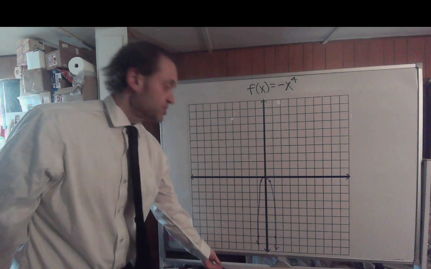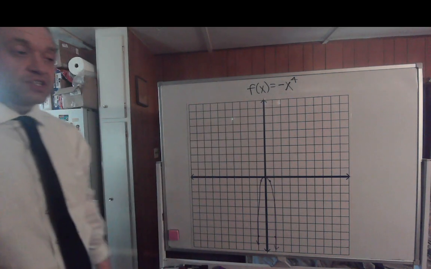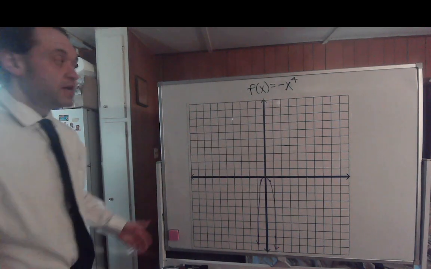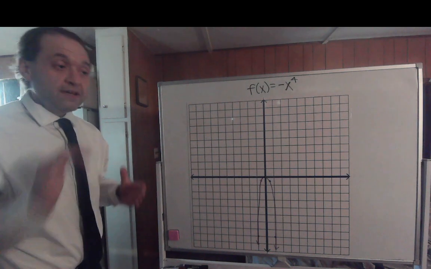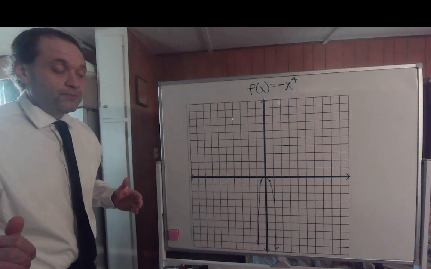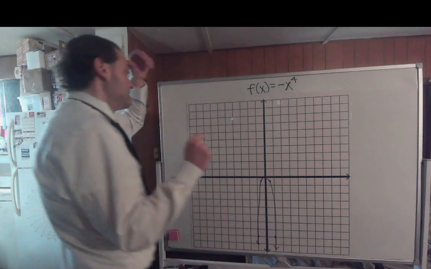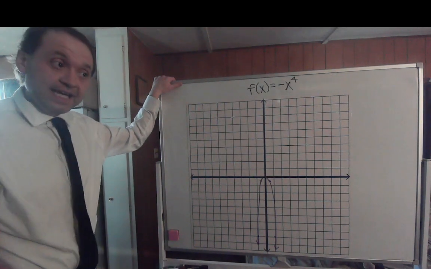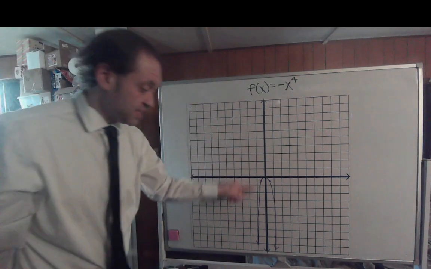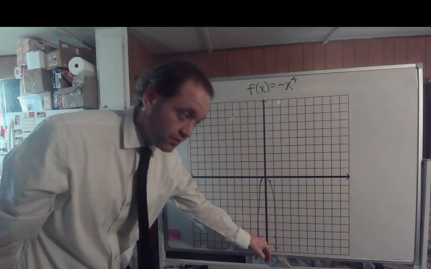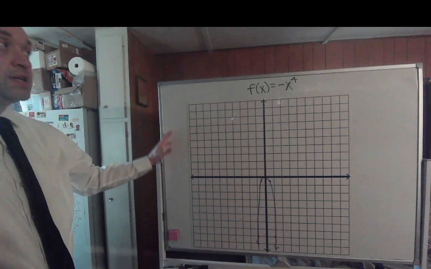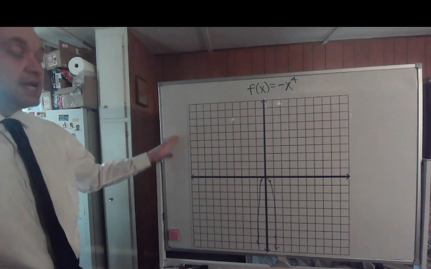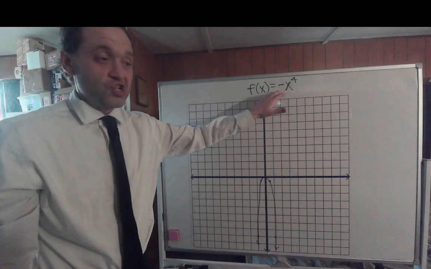It looks almost similar to f equals negative x squared, only this is f of x equals negative x to the 4th. So if you have an even power polynomial and the coefficient on the leading term is negative, it falls to the left and falls to the right. So that's something to understand about even power function graphs.